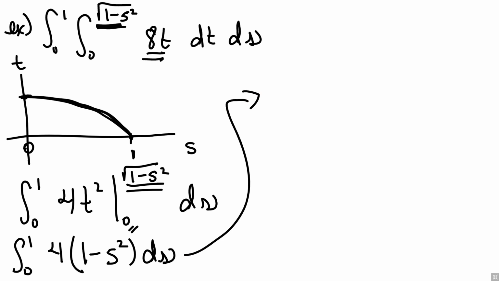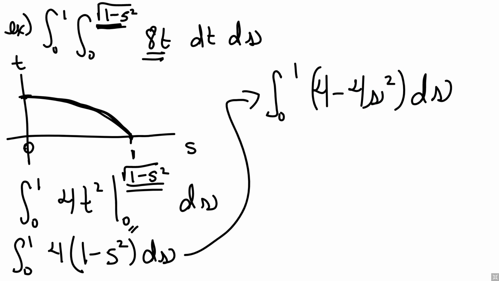Now I'm going to go ahead and distribute through. So it's going to be the integral from 0 to 1 of 4 minus 4s squared ds. So if I find the antiderivative, what will I get? Of 4, 4s minus 4 over 3 s to the power 3. Okay. So 4s minus 4/3 s cubed, and we're going to evaluate from 0 to 1.